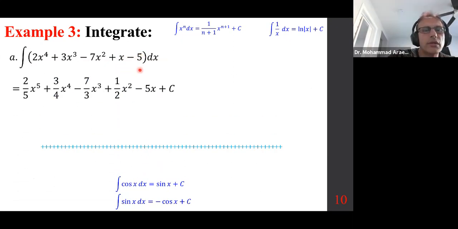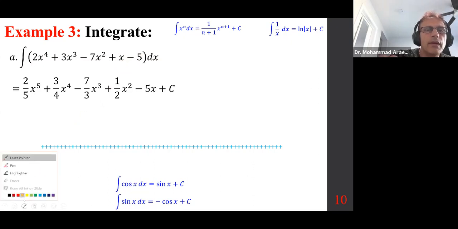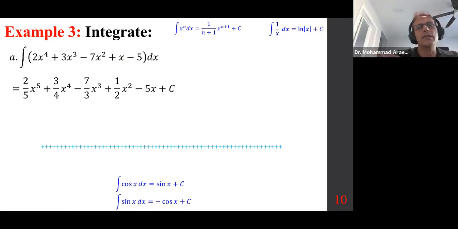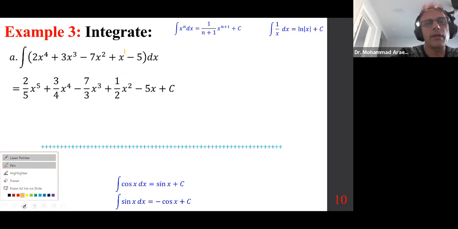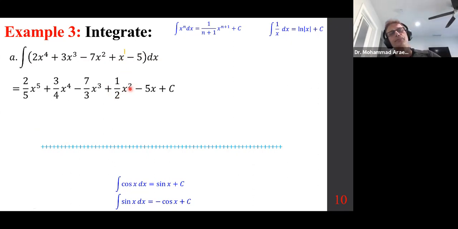So I hope everybody recognizes that this one has exponent 1, and you add 1 to it, becomes 2, and this is x squared. That's it. It's all using the power rule, step by step, term by term.